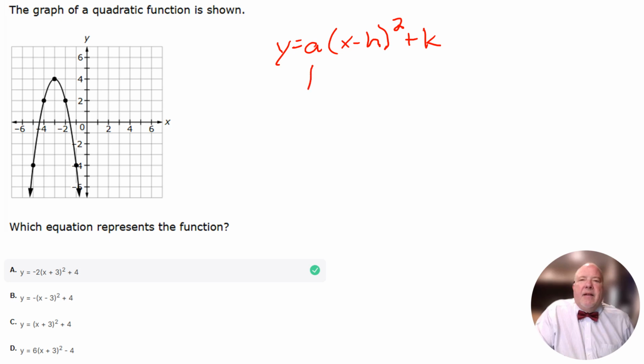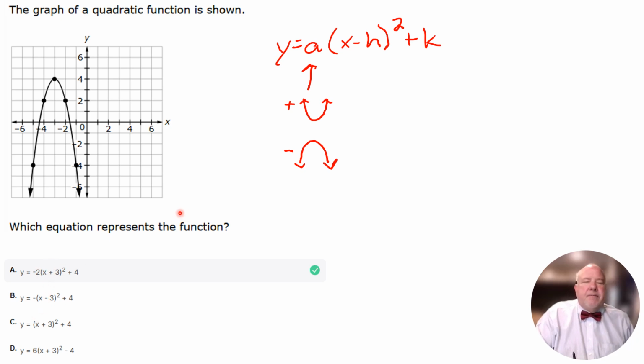Now, if a is positive, then the graph will open upwards like this. And if a is negative, then your U will open downwards like that. Now this one's opening downwards, so we know that the a value is going to be negative. So just real quick, if we look at our answers, this one's got an a value of -2, that's -1, +1, +6, so it's not C or D. It's either A or B.